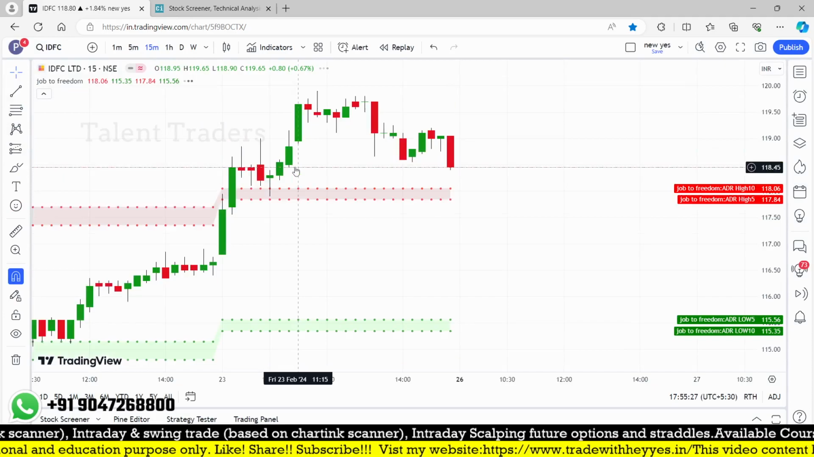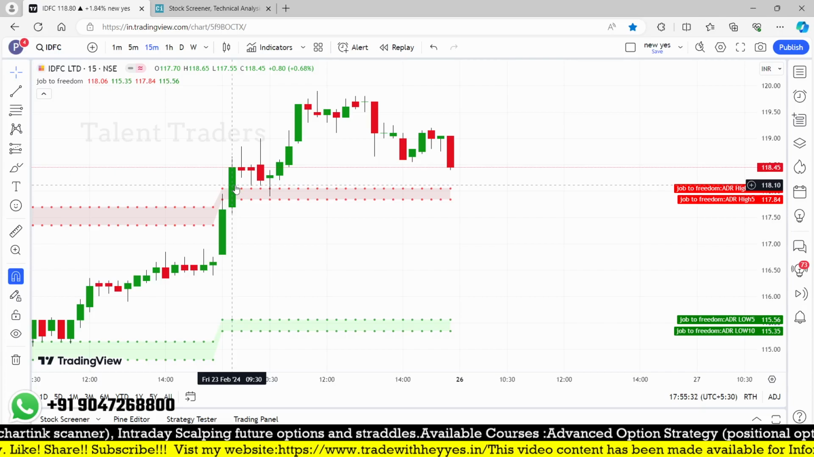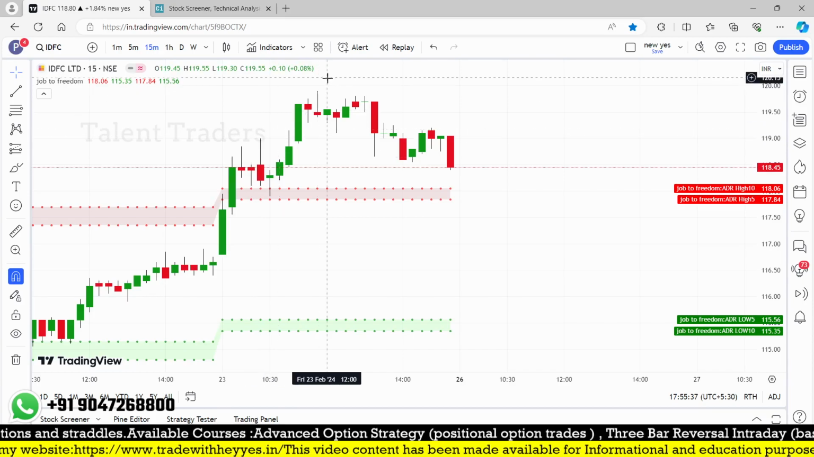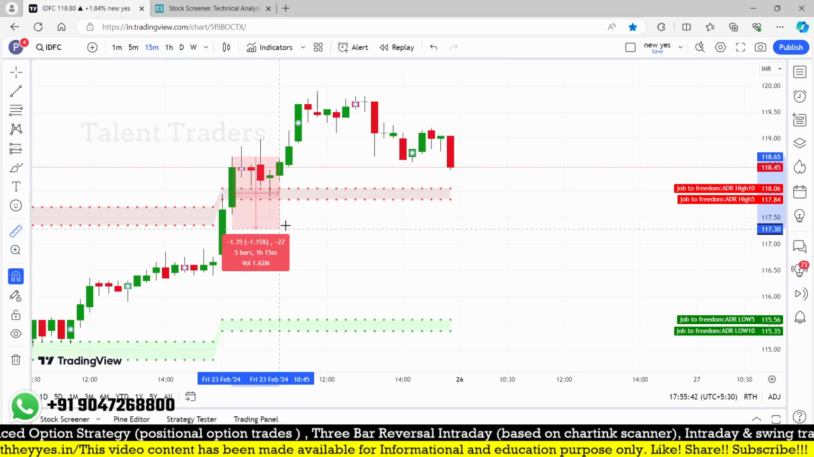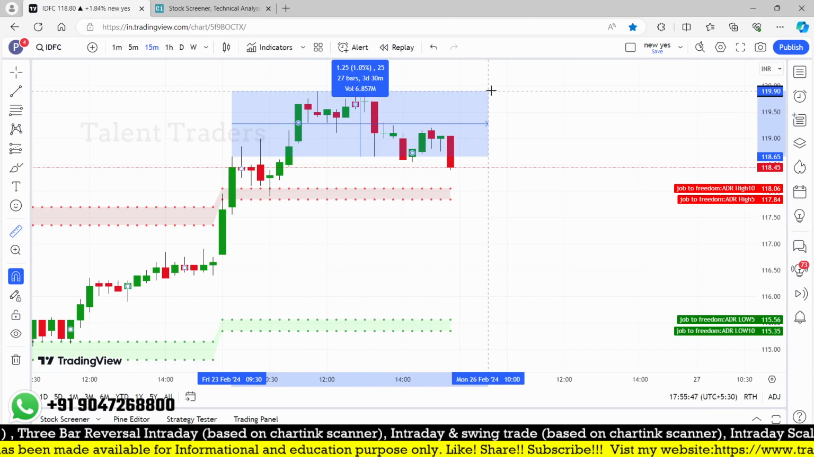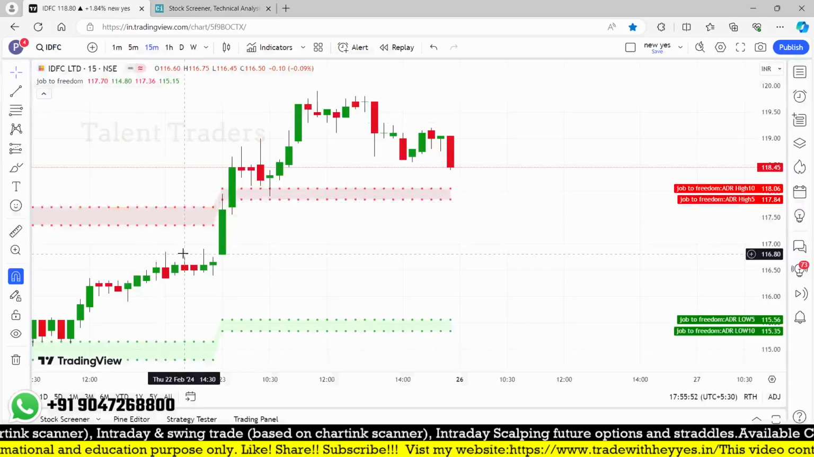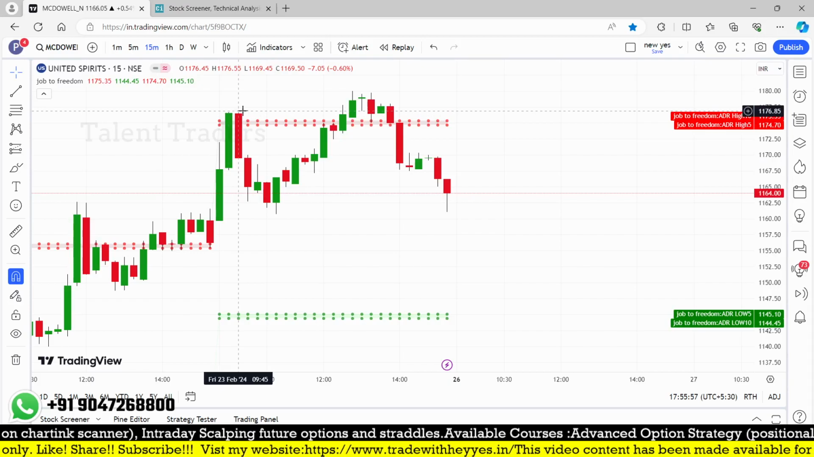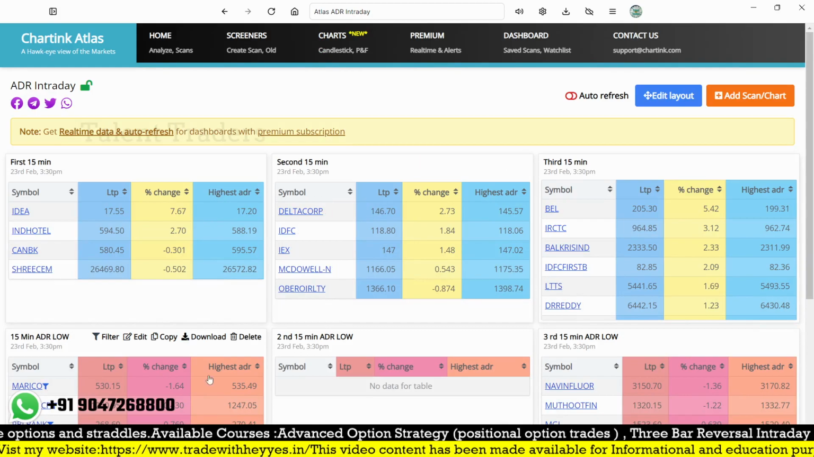IDFC and United Spirits. IDFC, the second candle is less than 1%, exactly 0.68%, and it went up to a maximum of 119, from a high of 118.65. Let me calculate from this point. We are looking for exactly 0.92%, and compared to that high, it is more than 1%. At least a 1:1 risk reward ratio is reached. The final one is United Spirits, that is McDowell. Here the second candle's high, that day's high, is not broken. So we are filtering out very narrow stocks from the top 5 to the top 2.